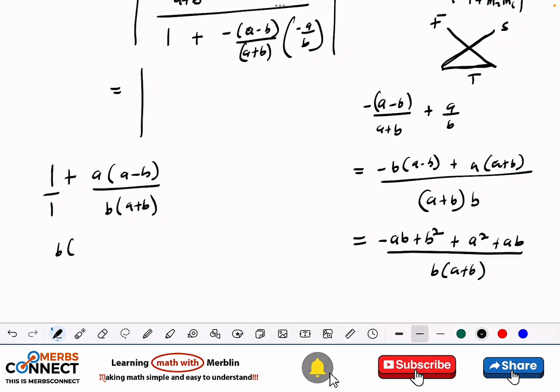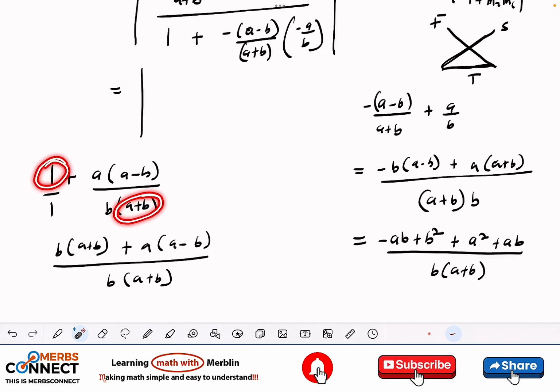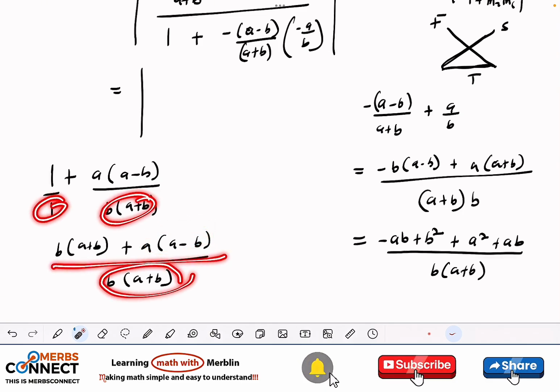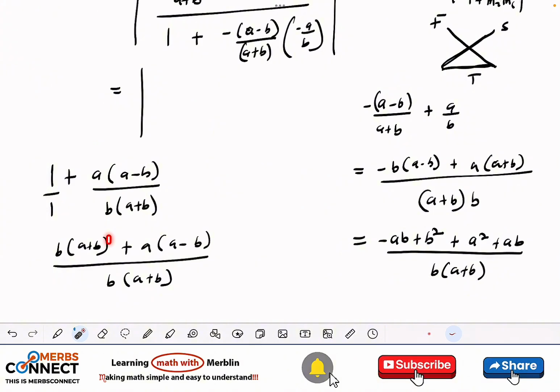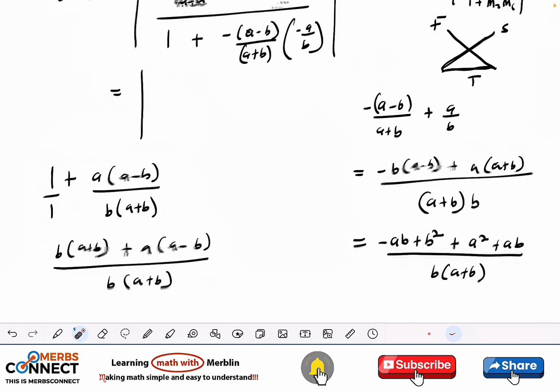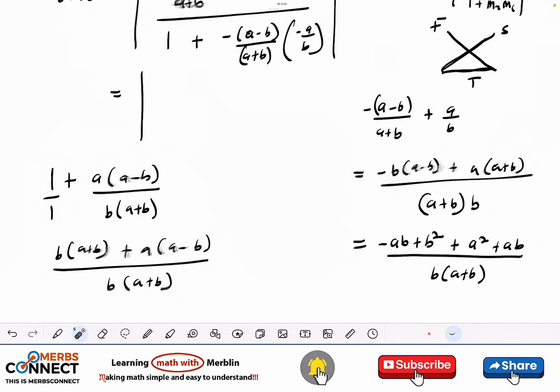So this is going to be b times a plus b, plus a minus b, divided by b times a plus b. You get it? So this times this is here, and then plus this times this is also here, divided by this times that, which is also here. Since it is of this form, it is best for us to leave it in this form so that we can do some cancellation here.